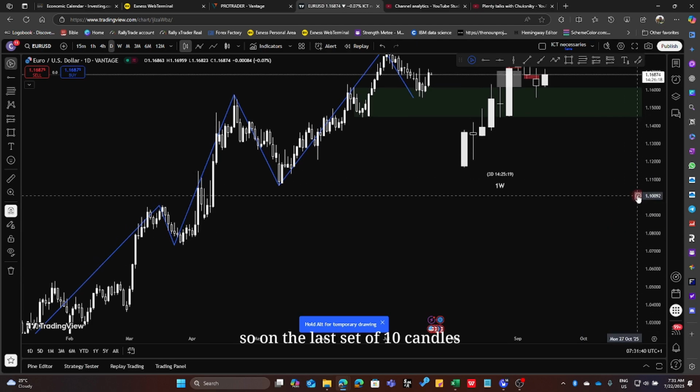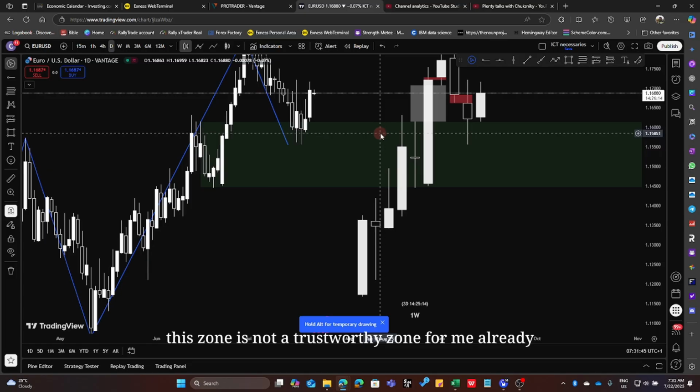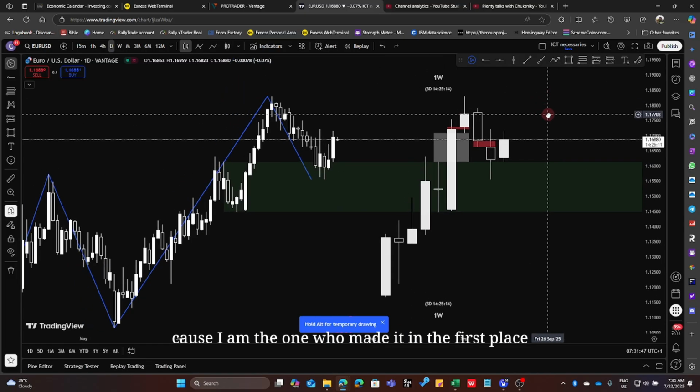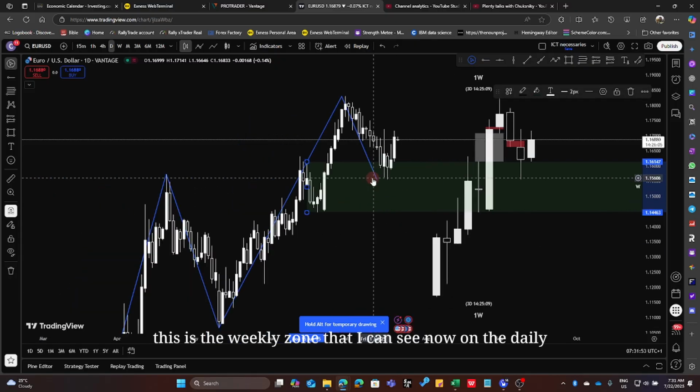So on the last set of 10 candles, this is it. And knowing fully well, I know this zone is not a trustworthy zone for me already, because I am the one who made it in the first place. But I'll still take note of it. This is the weekly zone that I can see.